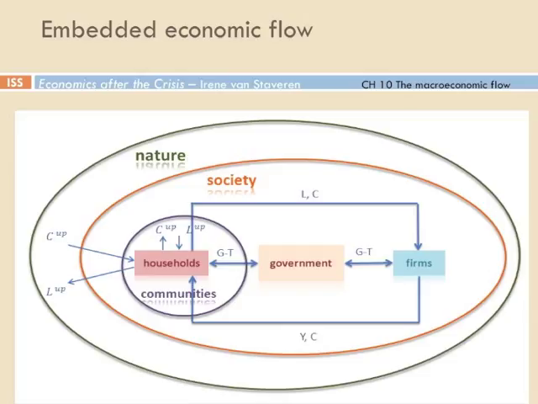Here we have the embedded economic flow. You recognize in the middle the standard economic flow, but with an addition around the households, namely communities, where households are part of. Then you see a larger circle called society, in which the economy is embedded, and that society, furthermore, is embedded in nature. And we see services, labor, and products moving back and forth between households and communities on the one hand, and society and nature on the other hand.